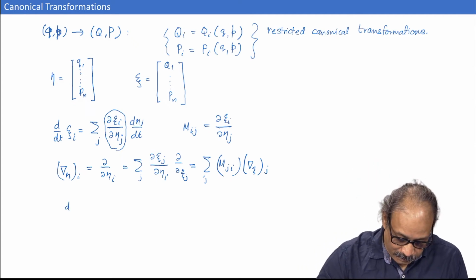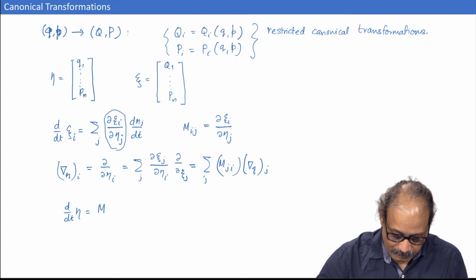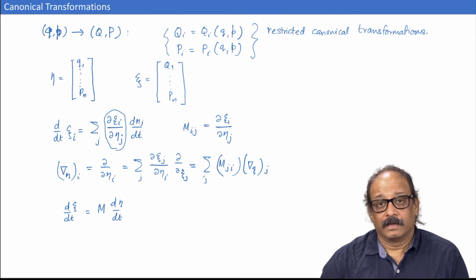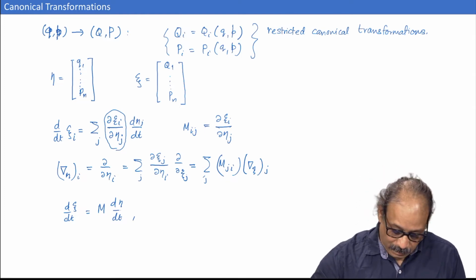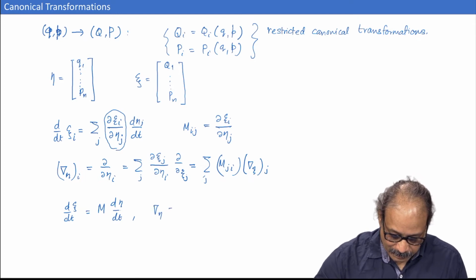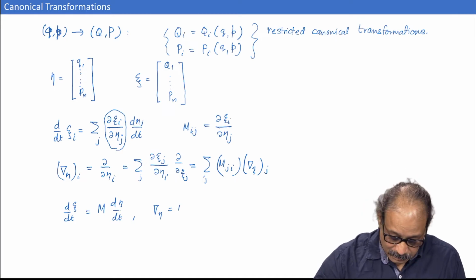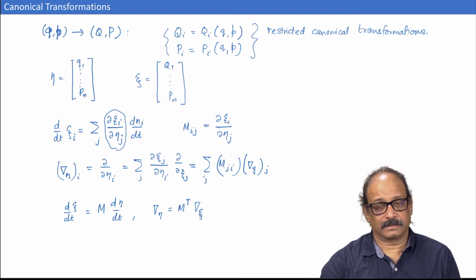Okay. So, now I can put this in neat matrix form. What happens to d by dt of xi? This is nothing but matrix M times d eta by dt. Okay. So, d xi by dt is M times d eta by dt. But what happens to the gradient operator in the matrix form? So, the gradient with respect to eta is, notice that now what you are getting here is M j i. So, I want to write this as M transpose times gradient with respect to xi. Okay, this is what we want.